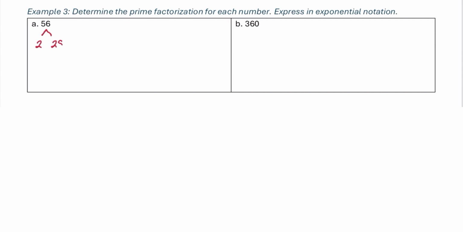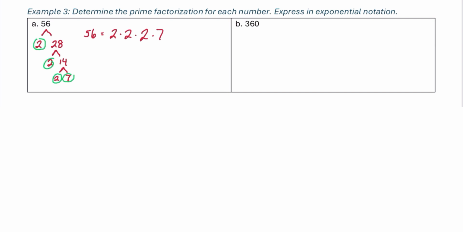So we can think of that as 2 times 28. Now 28 is not prime, so we'll break it up. 2 times 14. And then 14 is composite, so we can break it up into 2 times 7. So 56 can be written as 2 times 2 times 2 times 7. We're looking at the bottom of the tree here.